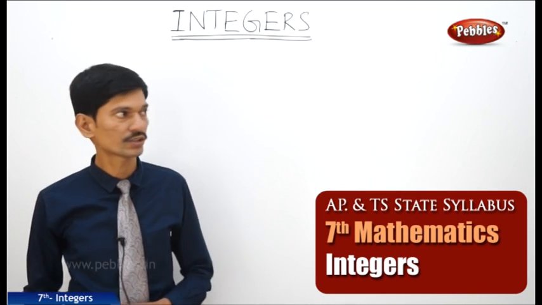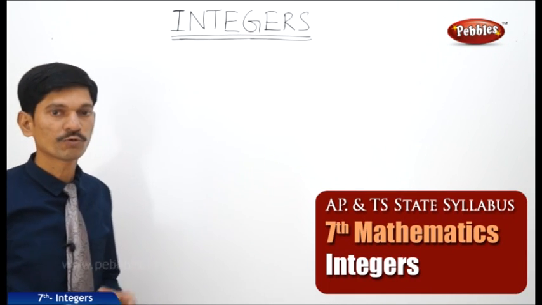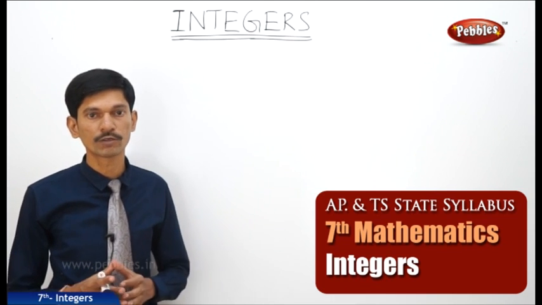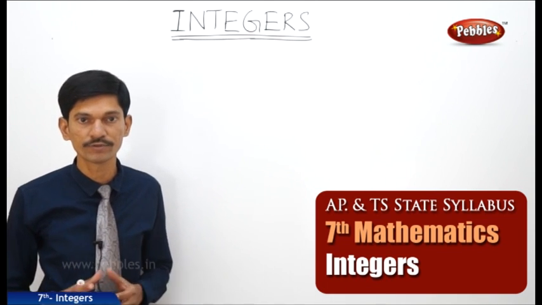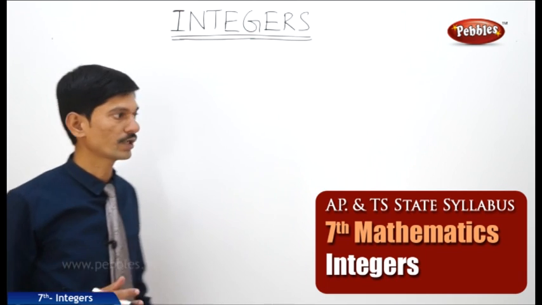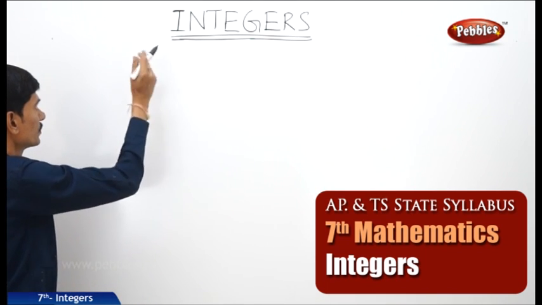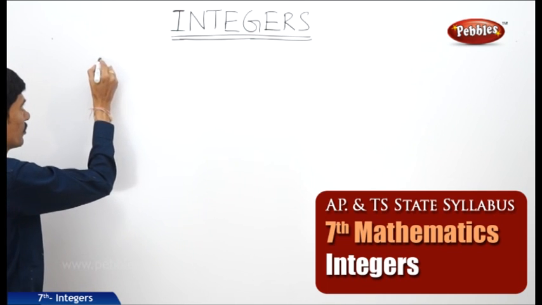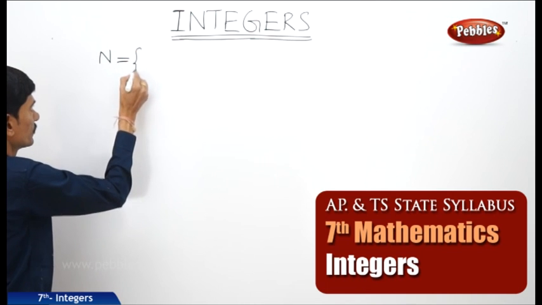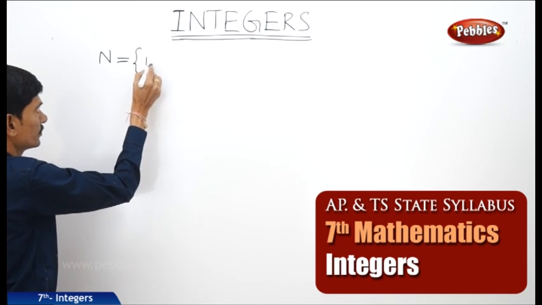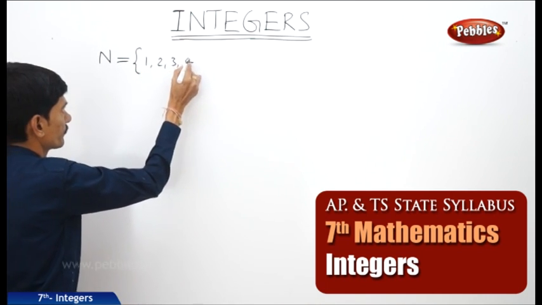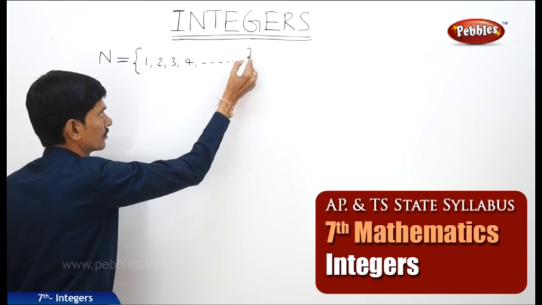Now let us discuss the chapter integers. Now what are the numbers which we use to count the objects? So naturally we use 1, 2, 3, 4 and so on. So these are the numbers we use to count the things. So these numbers are called natural numbers, denoted by N. So the natural numbers start from 1, 2, 3, 4 and so on.